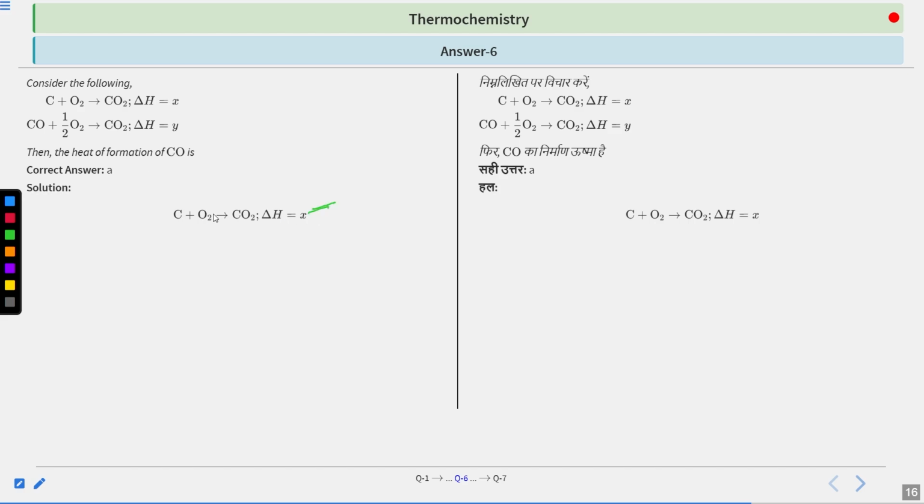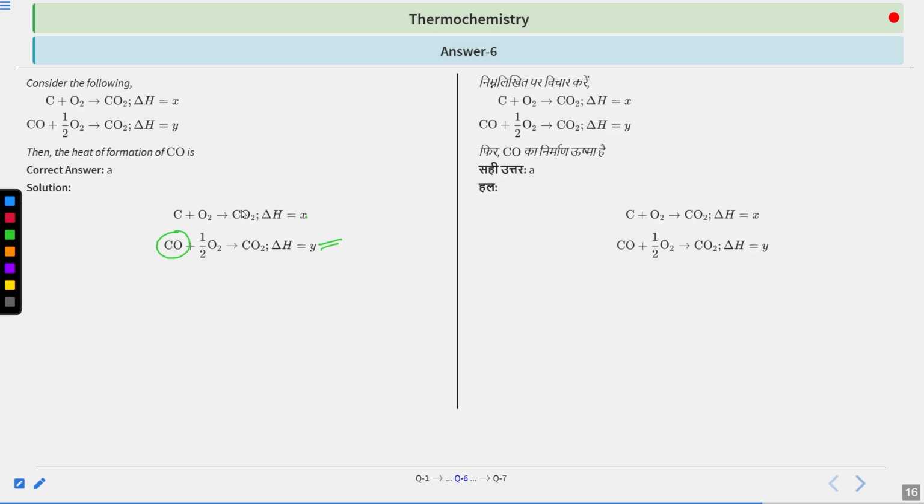If I ask you what it is, it is the standard enthalpy of formation for CO2, because the constituent elements are in the standard state. And this one is not a standard one because the CO is not written in standard state. Therefore this one we cannot consider the standard enthalpy of formation for CO2. So this is the one.